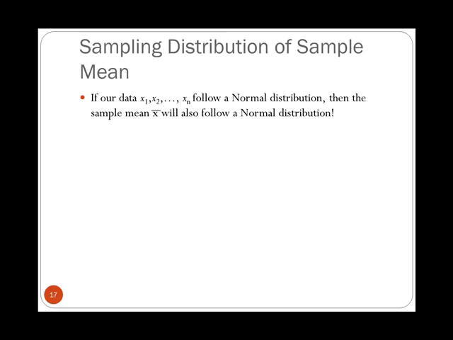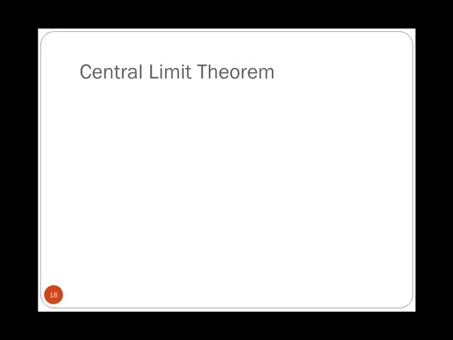If our data x1, x2, up to xn follow a normal distribution, then the sample mean x bar will also follow a normal distribution. This is true regardless of the sample size. Now, what if the original data doesn't follow a normal distribution? This is where the central limit theorem comes into play.